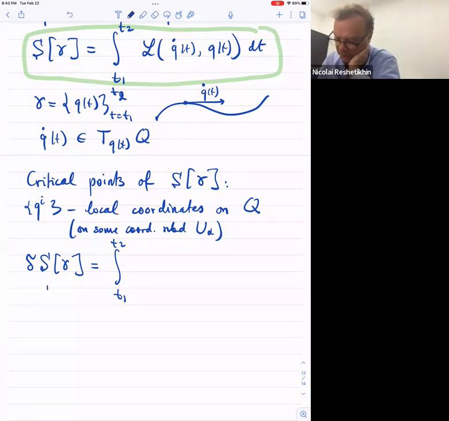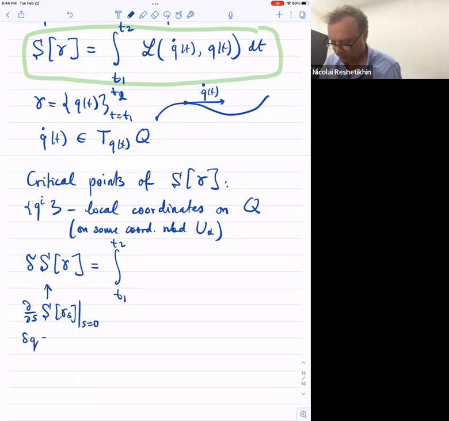And of course, secretly, it means that I have to take the d/ds of gamma s at s equals 0, assuming that delta q is just dq_s/ds at s equals 0. So I will skip all this and I will just do as physicists do.